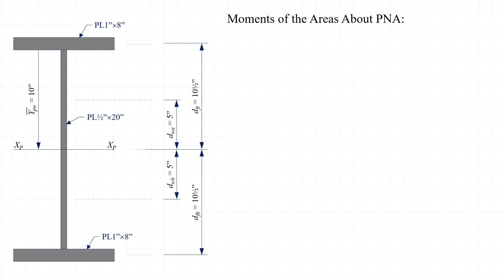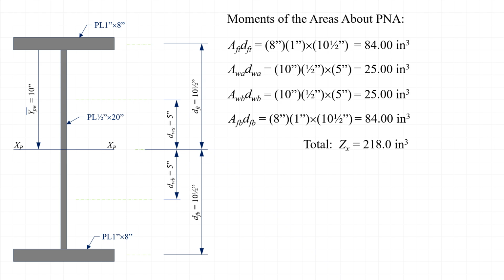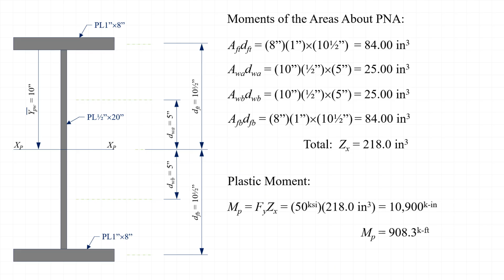If we apply this to our current example, we can calculate the moments that each of the areas of the elements of the cross-section create about the plastic neutral axis. Taking the summation of these moments, we find that the plastic section modulus, Z, is 218 inches cubed. This is Z sub x, since this is the plastic section modulus for bending about the x-axis of the cross-section. Finally, we can calculate the plastic moment by multiplying the plastic section modulus by the yield stress of the section. M sub p is equal to 50 ksi times 218 inches cubed, which is equal to 10,900 kip-inches, or 908.3 kip-feet.